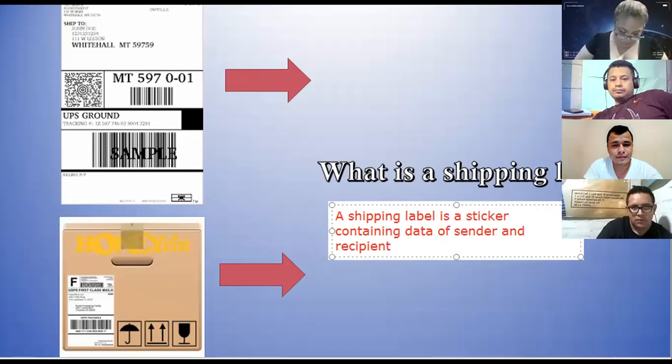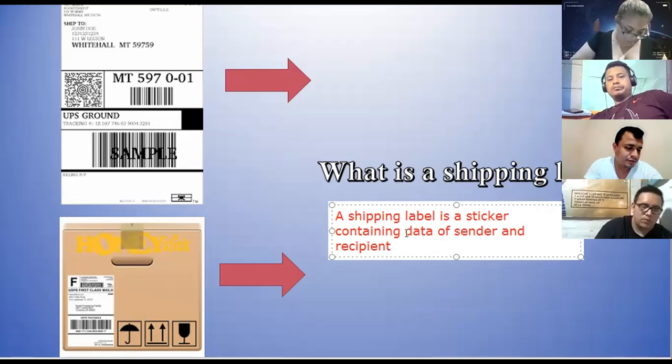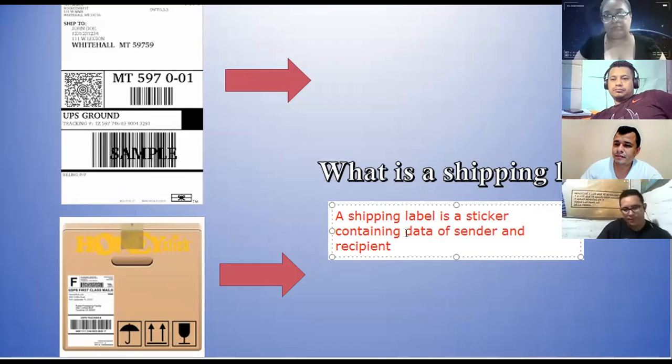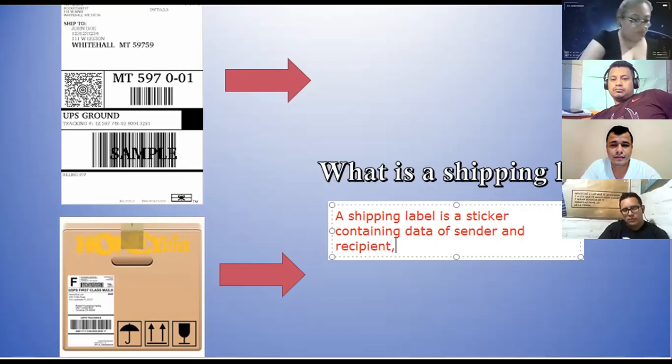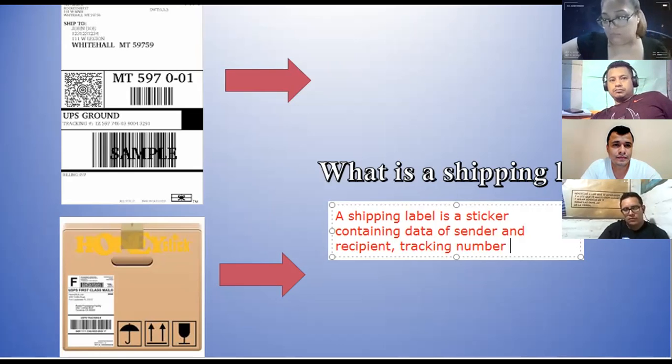You can also have this barcode. When you scan this barcode, it's going to show the information related to the places or to the warehouses where they are storing this package when it is in transit, right? In the process from point A to point B. So here we can find all that, and that is why they give us a tracking number. Data of sender and recipient and, really important, the tracking number.